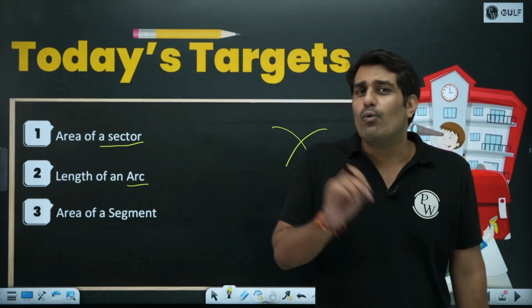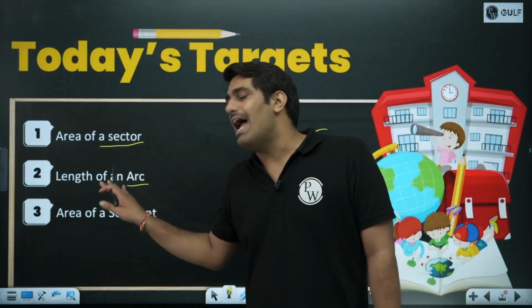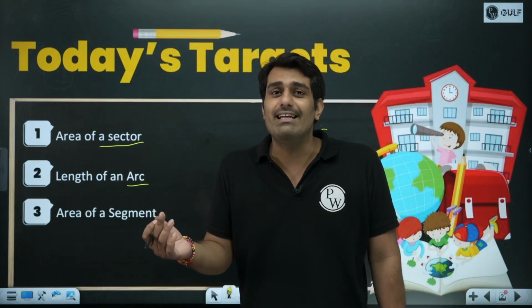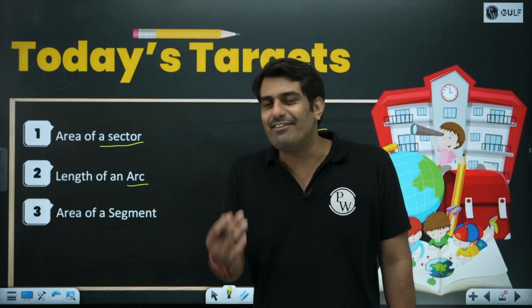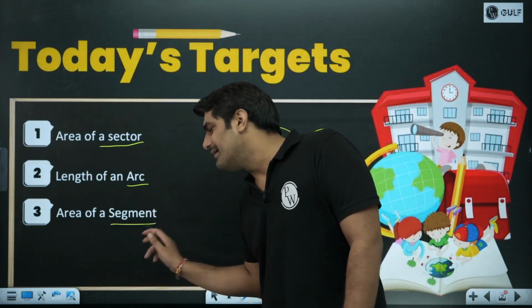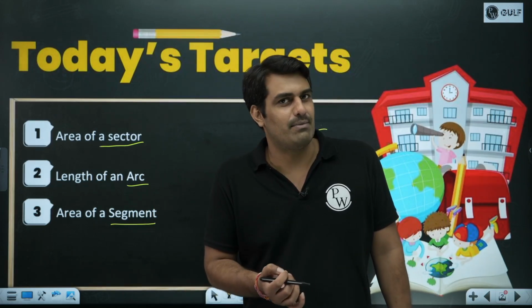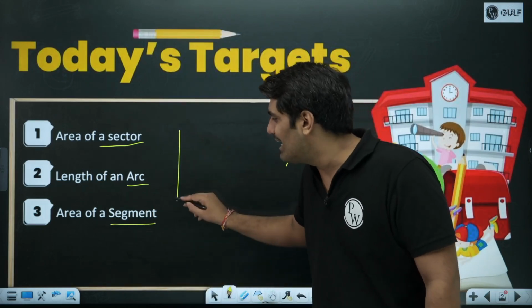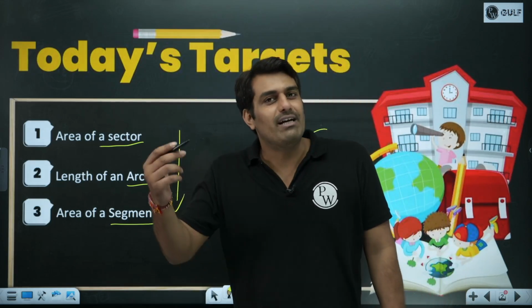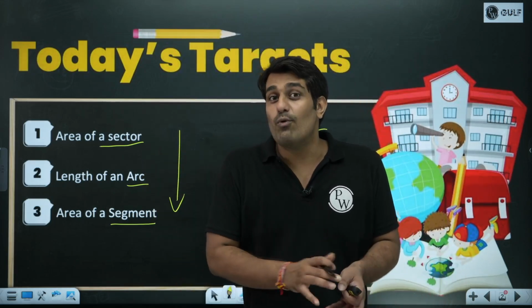Going forward, once you have covered this part of sector and length of the arc, then the final nail in the coffin will be the area of the segment. We'll talk about what exactly a segment is and how to calculate the area of the segment, and this will go in this flow. In this manner, we'll be covering it up. So first thing first, what exactly is a circle?